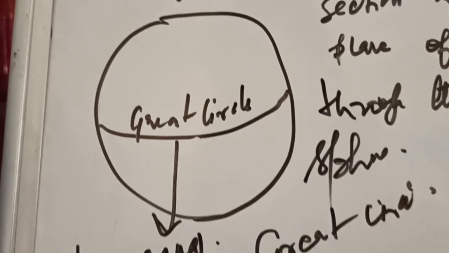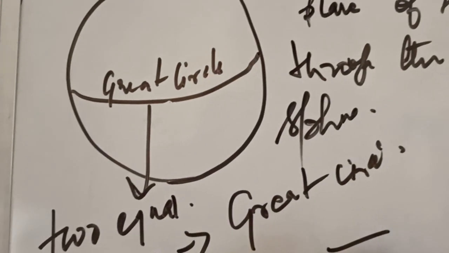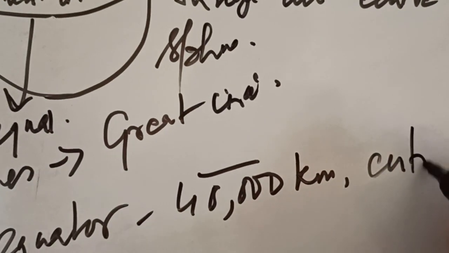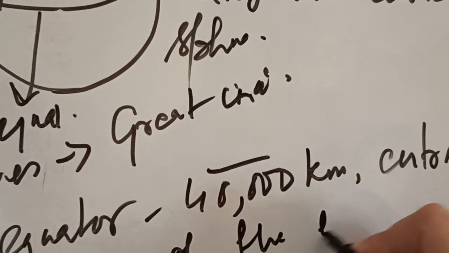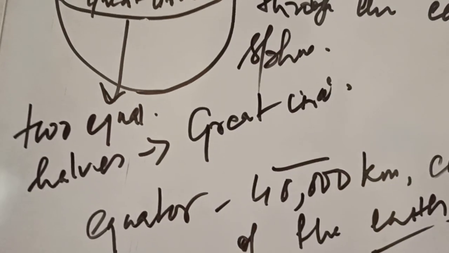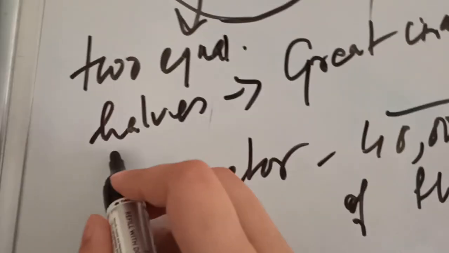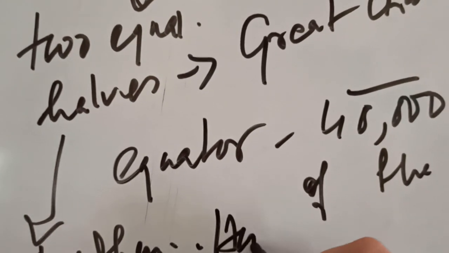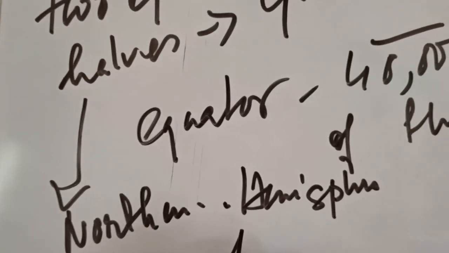So the equator, which is about 40,000 kilometer, and it runs through the central portion of the earth, is considered as the great circle because the equator is the largest possible circle that is drawn on the earth. It divides the earth into two hemispheres or two halves, that is the northern hemisphere and the southern hemisphere.